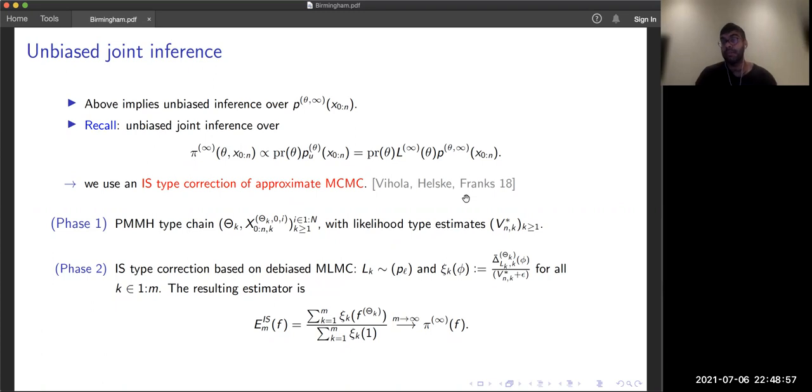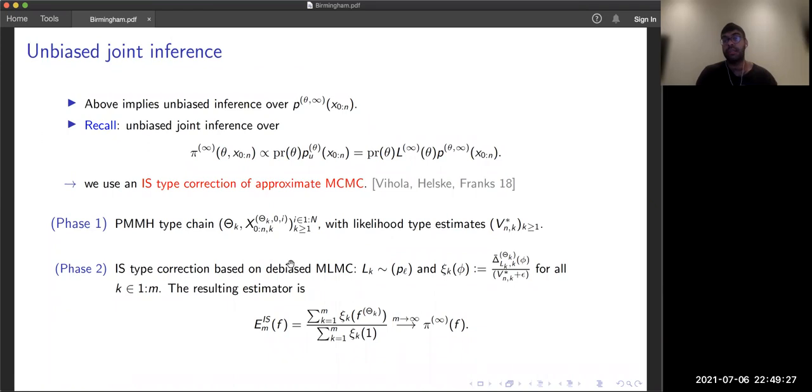So now that we have the three main ingredients to do the unbiased inference, like I said, you can split this into two particular phases. The first phase is that we're going to have a particle marginal Metropolis-Hastings method, where capital theta k is essentially the collection of thetas that we have, and x are the particles that we have. So we're interested in the joint inference over these two quantities right here. And we also have likelihood type estimates B star n of k.